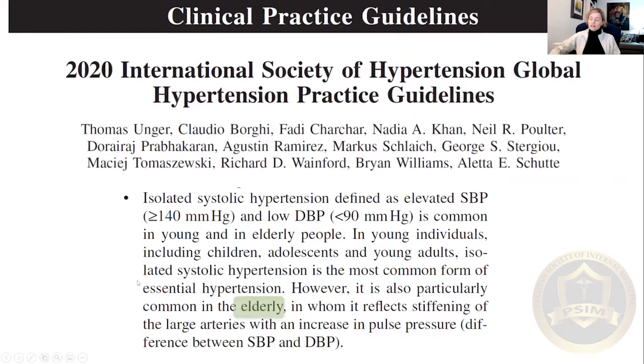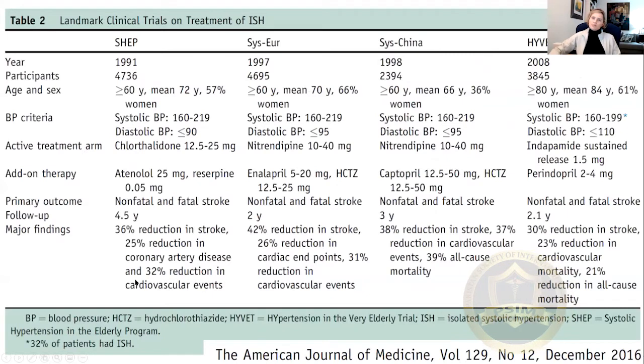In terms of the elderly, I've spoken a lot of that in terms of the introductory slides. But what's important is that a lot of landmark clinical trials, as you may all be aware, have been done on the treatment of isolated systolic hypertension. Most of them were done in the 90s. SHEP trials, China trials in 97, 98. And then most recently, 2008 was the HYVET trial, including thousands of patients, mostly older than 60 years of age, whereas the HYVET trial was done in patients older than 80 years.